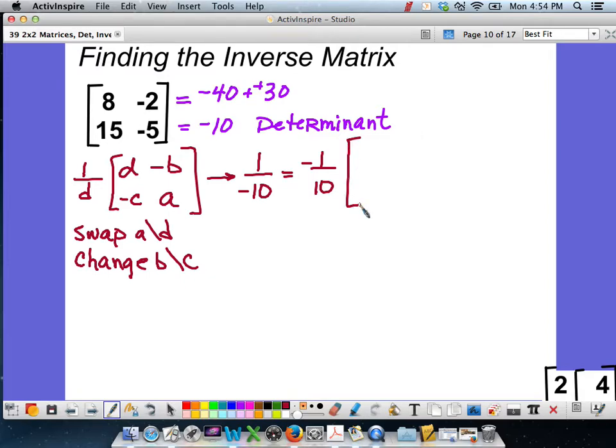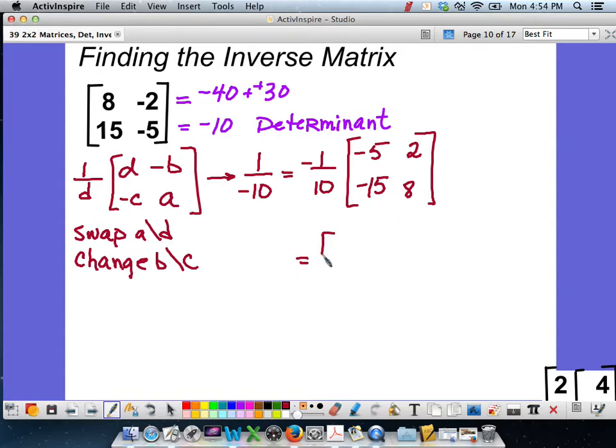And then I'm going to swap A and D. I'm going to swap 8 and negative 5. Negative 5 in the top left corner, and then 8 in the bottom right. And then I'm going to change the sign of negative 2 to positive 2, and of positive 15 to negative 15. Then you're going to multiply in this negative 1/10 to all of these elements inside of the matrix. And you're going to reduce. And you can do that in your calculator.